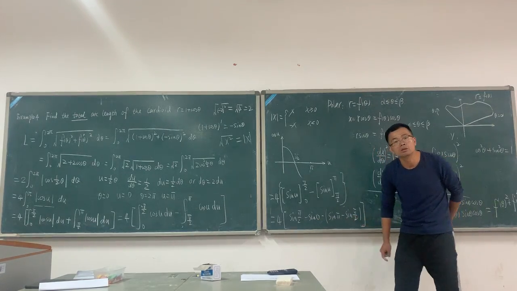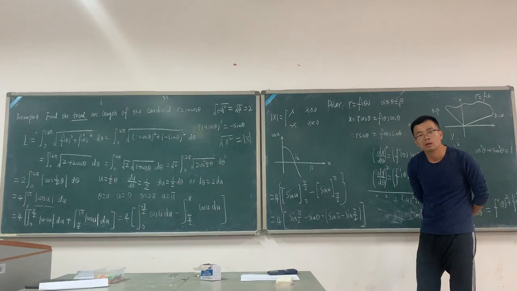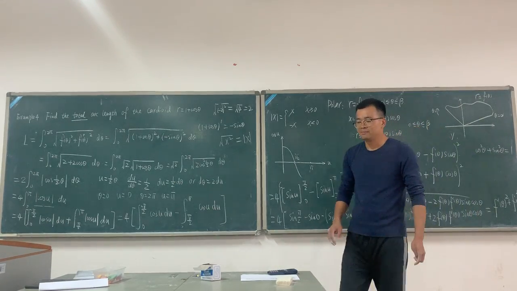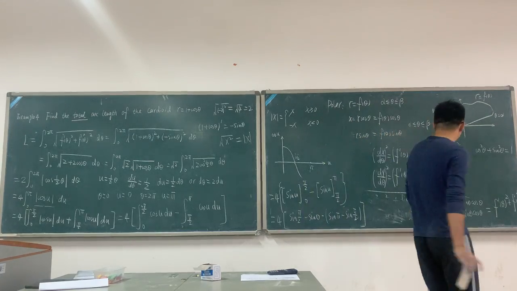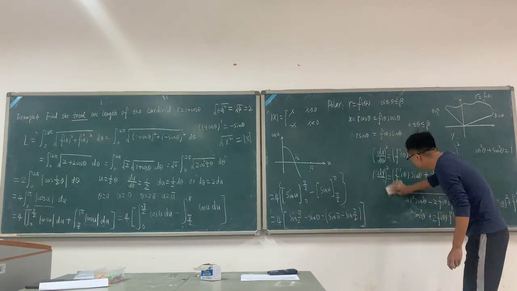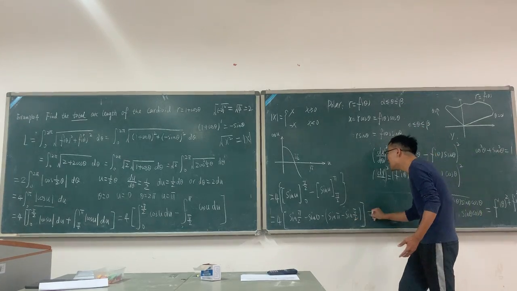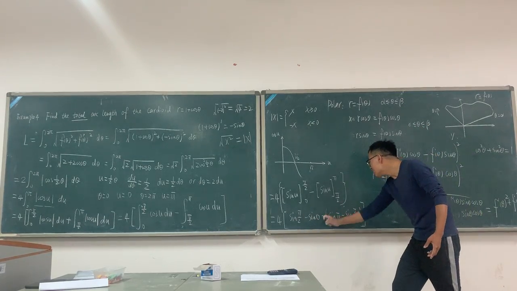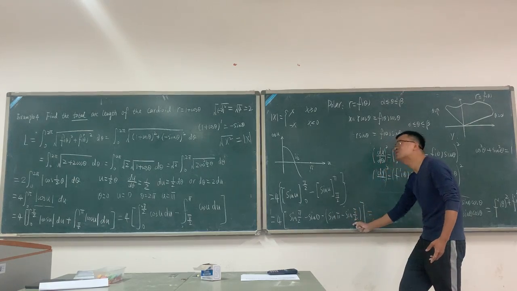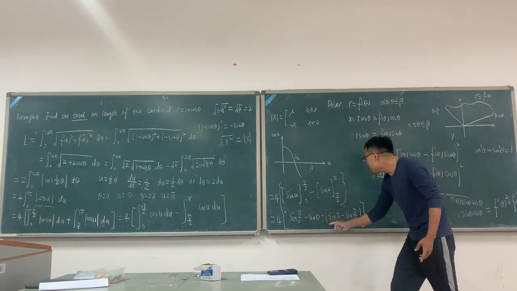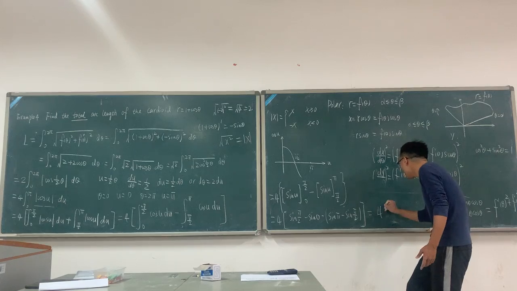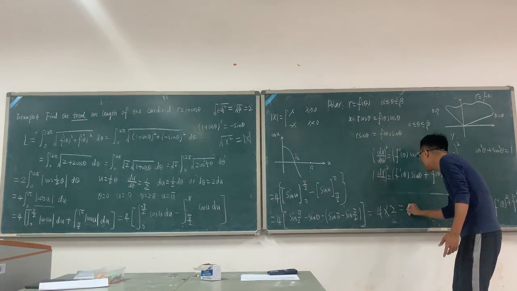Sine pi is what? 0. So sine 1/2 pi is 1. So the result is 1 minus 0 minus 0 minus 1. So here is 1 plus 1. So the result is 4 times 2 equal to 8.